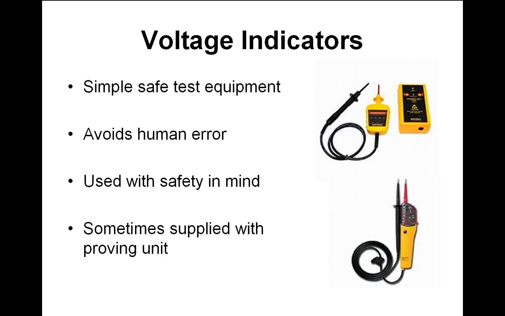The beauty of these things is that they are a very simple piece of equipment. It avoids human error, so you don't have to select anything. You don't have to go through your ranges and you can't accidentally select the wrong setting. It's all produced and designed with safety in mind, especially with the proving unit. And they're very, very simple to use. So these are just typical voltage indicators to verify whether something is live or dead. It's very simple equipment.